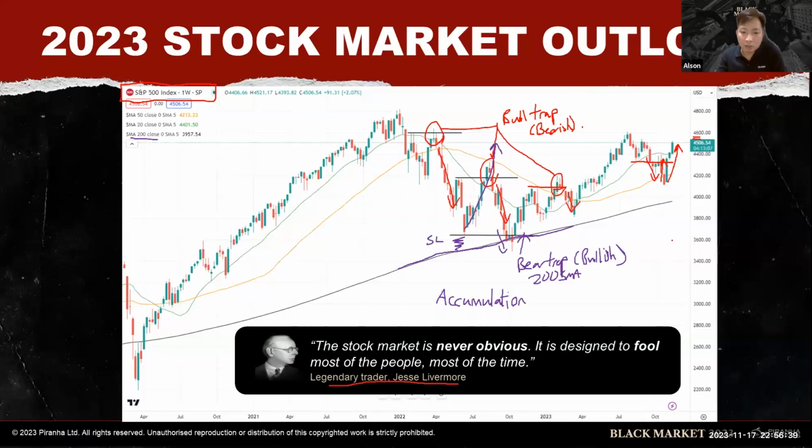He mentioned that the stock market is never obvious. If the stock market were obvious, that means good news you buy, bad news you sell. It means it's designed to fool most people most of the time. That means if you buy when there's good news and sell when there's bad news, you always buy high, sell low. You understand? The key thing is to focus on the price action, and not just the price action, but understand what the big boys are doing.